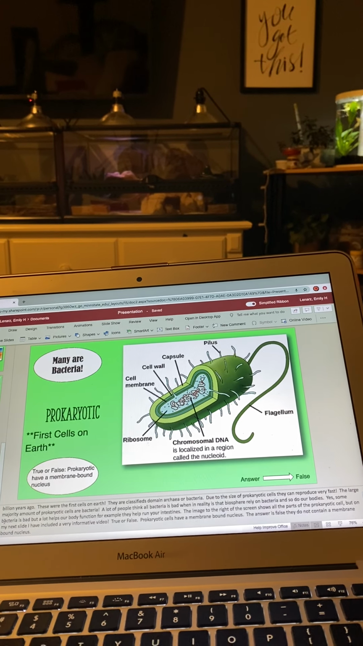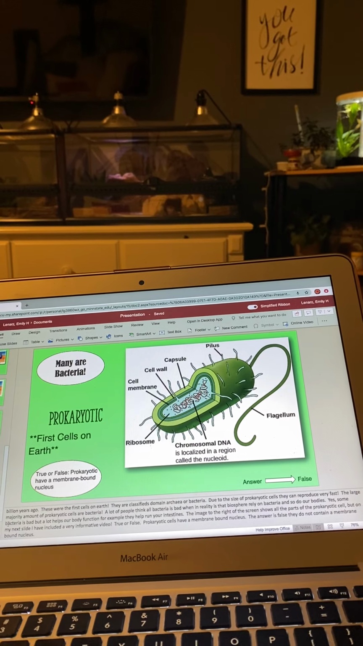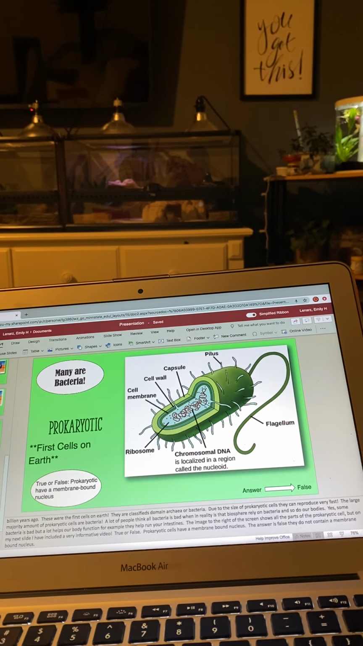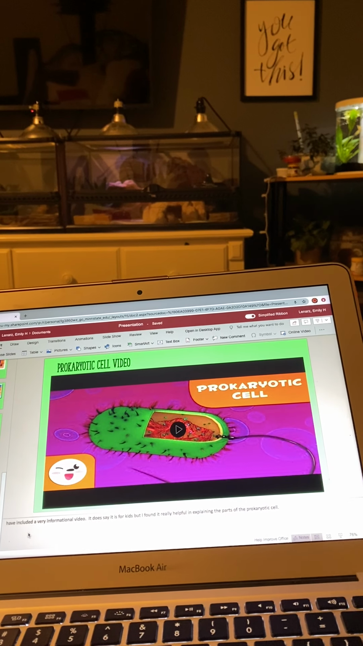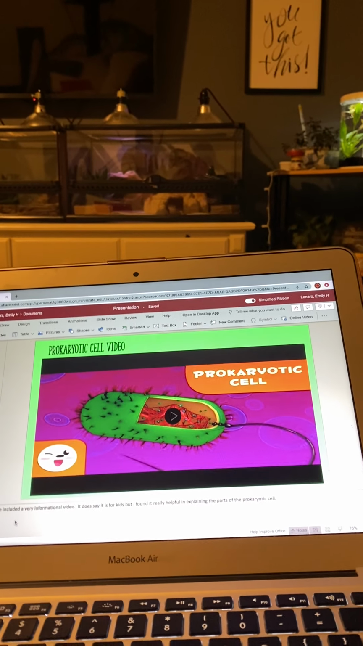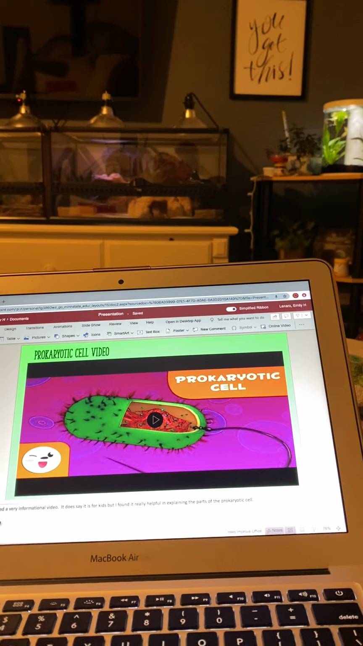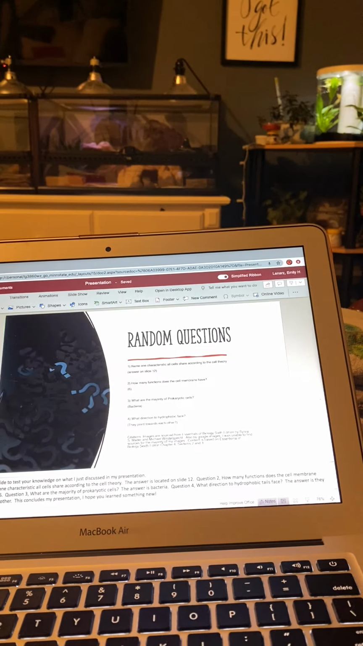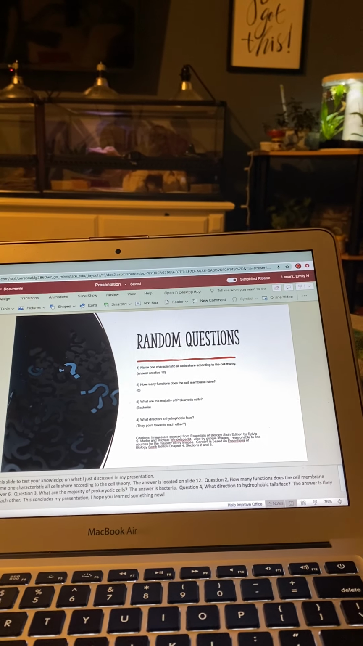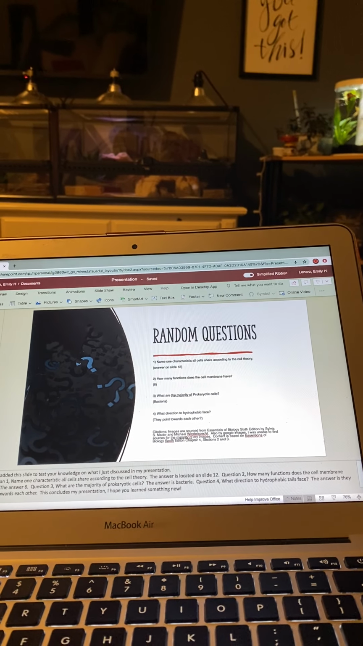True or false, prokaryotic cells have a membrane-bound nucleus? The answer is false. They do not contain a membrane-bound nucleus. I have included a very informational video. It does say it is for kids, but I found it really helpful in explaining the parts of the prokaryotic cell. I've added this slide to test your knowledge of what I've just discussed in my presentation.